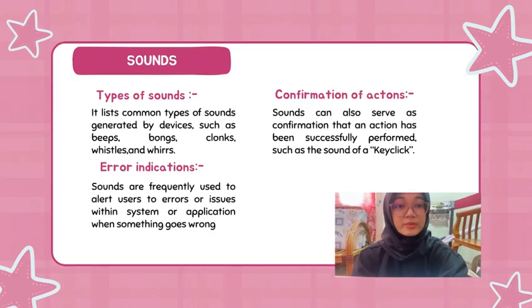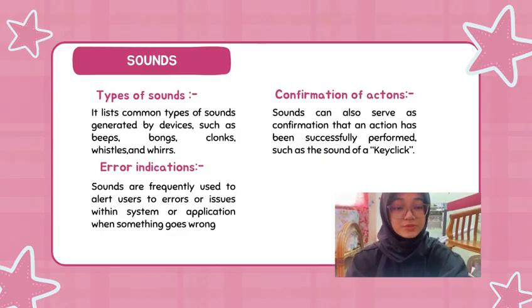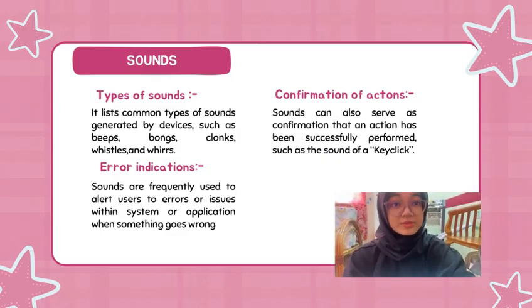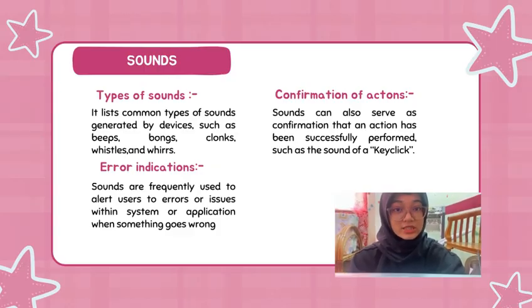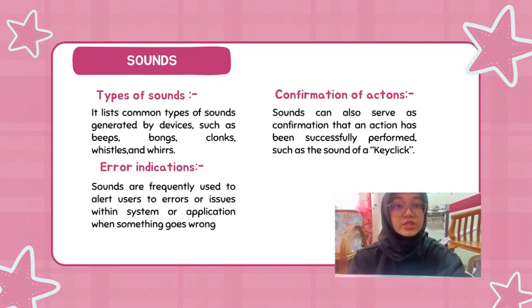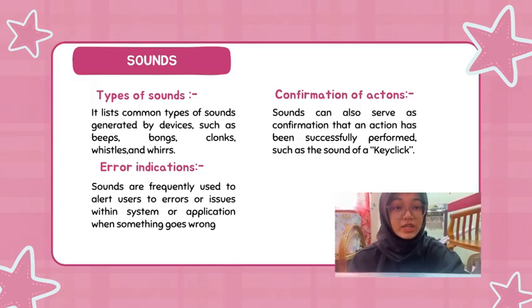Now I want to explain about sounds. First is types of sounds. It lists common types of sounds generated by devices such as beeps, bongs, plongs, whistles, and whirs. Next is error indication. Sounds are frequently used to alert users to errors or issues within a system or application when something goes wrong. And the last one is confirmation of action. Sounds can also serve as confirmation that an action has been successfully performed, such as the sound of a click.